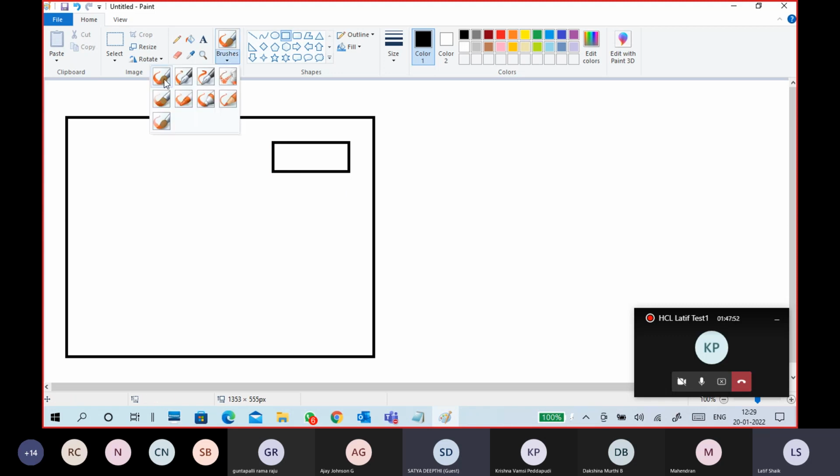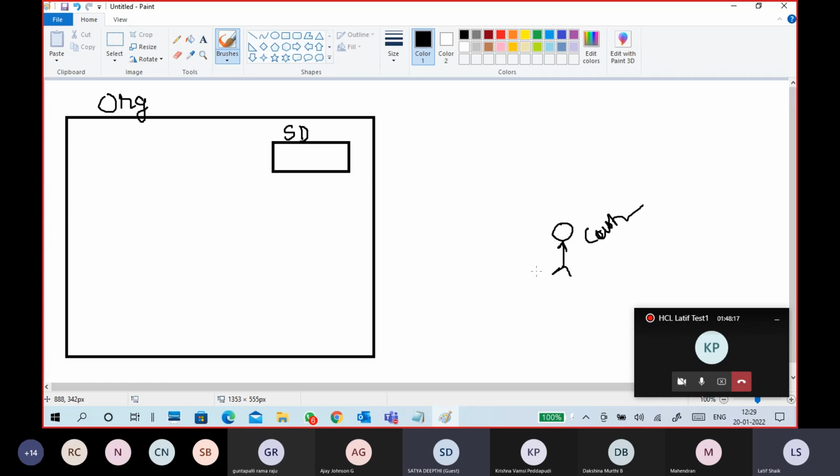Guys, look here. I drew a picture outside. This is the organization, and this is the service desk, and here is my customer. For example, I am the customer. I'm using internet services. I'm using a Microsoft Windows operating system. Anybody can use a Microsoft operating system, right? I'm using an AWS cloud.